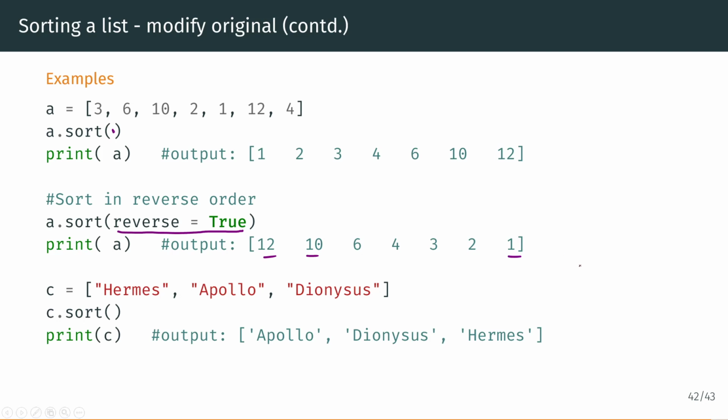Now, as usual, if you have a list of strings and you sort that list, it would be sorted in the lexicographical or dictionary order. So obviously Apollo comes first because it starts with an A, then Dionysus, and finally Hermes. So again, sorting a list of strings would sort the elements in dictionary order, which means the item that you'd find in a dictionary first would be first in the list.